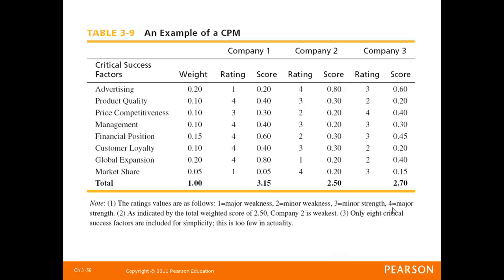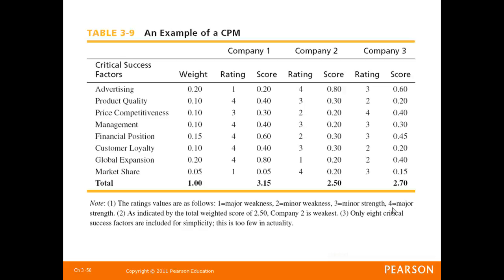And then you rate these companies. There are 3 companies in this matrix: company 1, company 2, company 3. You give them a rating. The rating values are as follows: 1 means a major weakness, 2 means a minor weakness, 3 is a minor strength, and 4 is a major strength. So for each of these factors, these critical success factors, you give each company a rating. And then when you multiply the weight with the rating, you get a score.